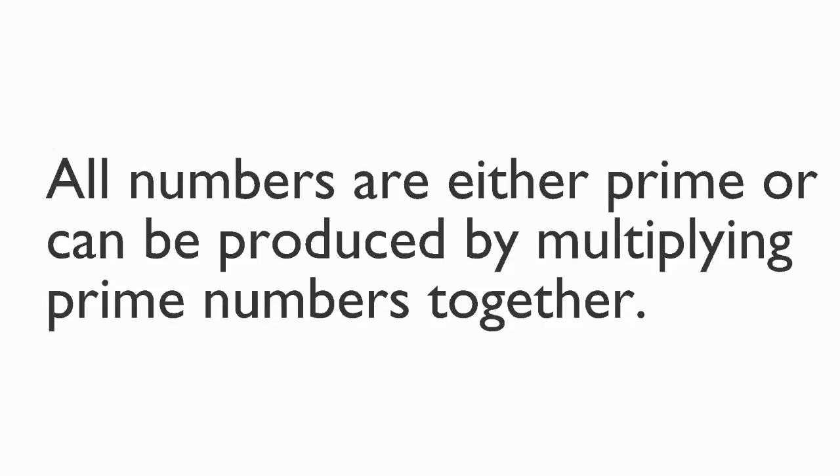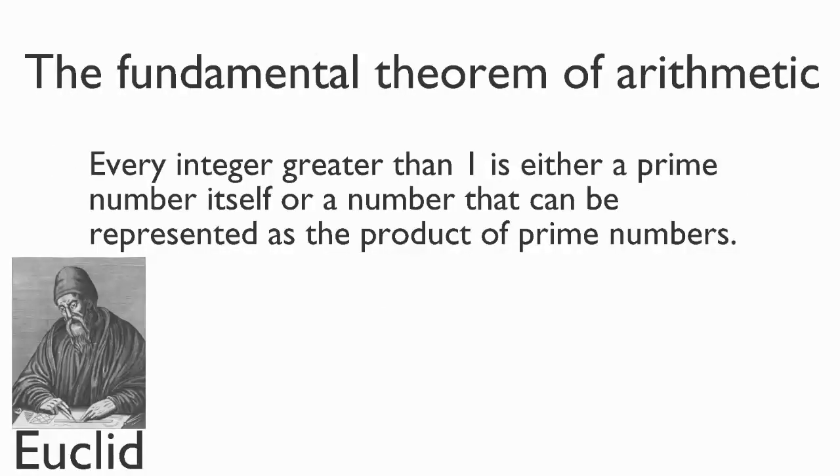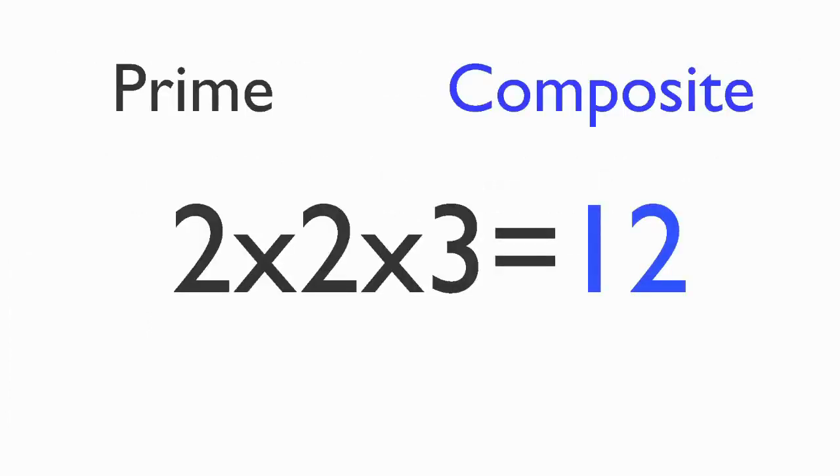The next interesting thing about primes is that all numbers can be produced by multiplying prime numbers together. That same Greek mathematician Euclid proved this as well. It is called the fundamental theorem of arithmetic. Every integer greater than 1 is either a prime number itself or a number that can be represented as the product of prime numbers. For example, take 12. It can be expressed as 2 times 2 times 3. Remember that 2 and 3 are primes.